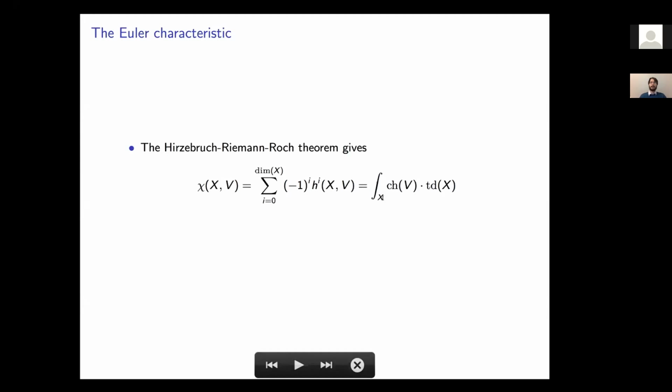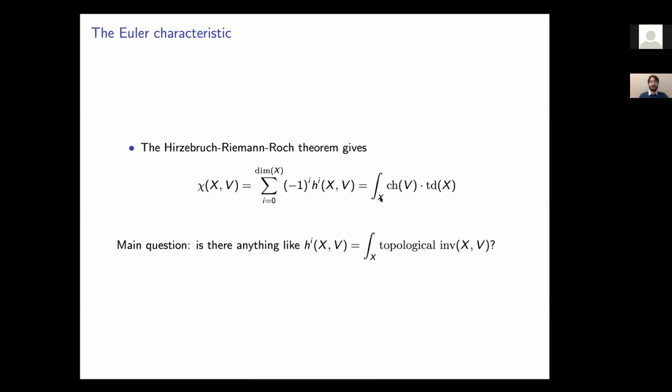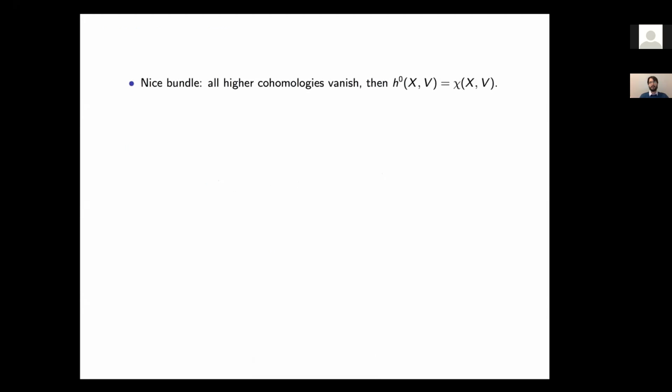topological quantity. So what I'm asking is, is there a similar formula for individual cohomologies, not only for the alternating sum, but for individual cohomologies? Okay, and yes, there are cases, there are nice bundles where you have that. For instance, if all higher cohomologies vanish, so if H1, H2, and so on vanish, then the zeroth cohomology is equal to the Euler characteristic. And you have an integral formula for it.